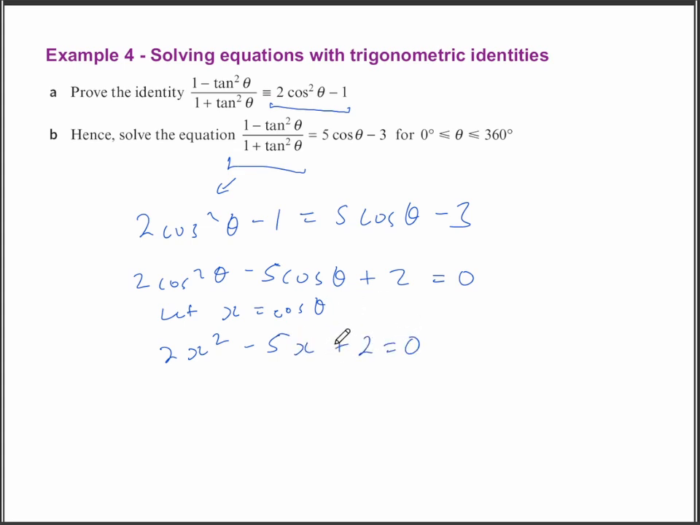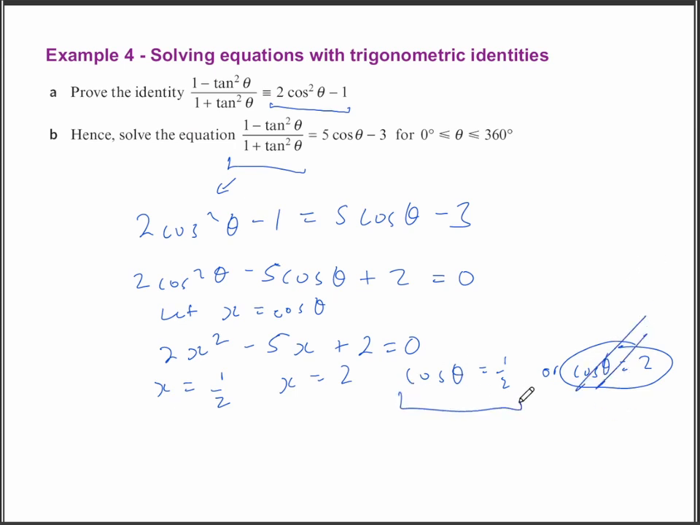And we can solve this right here, and we will get that x equals a half and x equals 2, which means that cos theta equals a half or cos theta equals 2. We know that this is not possible because cos theta ranges from -1 to 1, so 2 is out of its range, and so we're just going to use this right here.